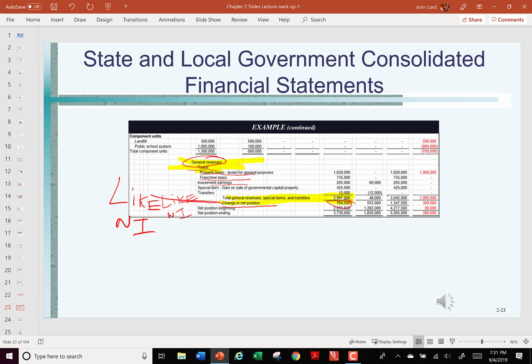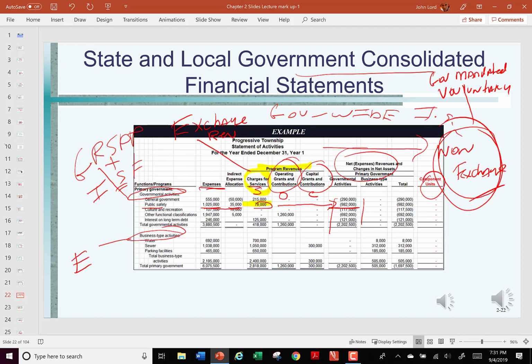Okay. Now, when you go back to our program revenue, there are three categories of program revenue. There's charge for services, which we just talked about. There's operating grants, and there's capital grants. Okay, what are the nature of some of these things?